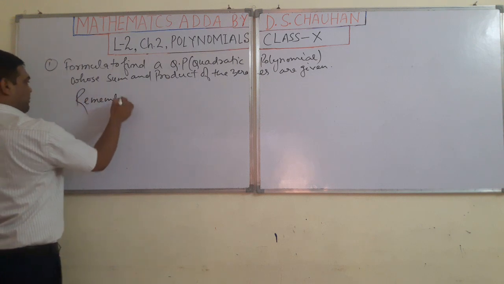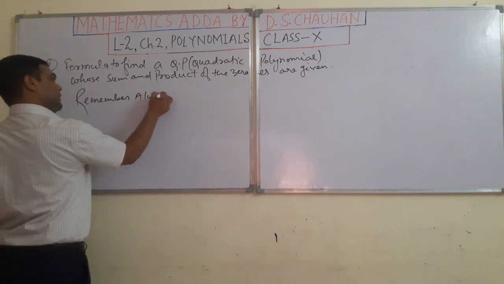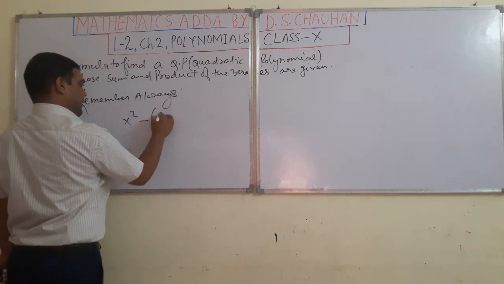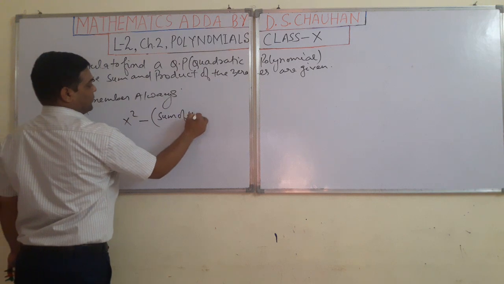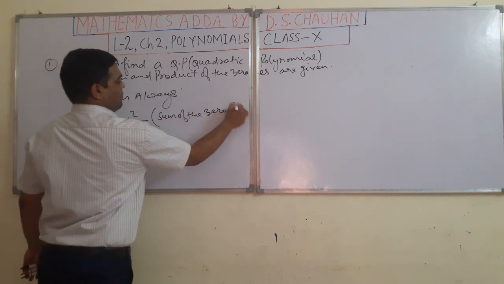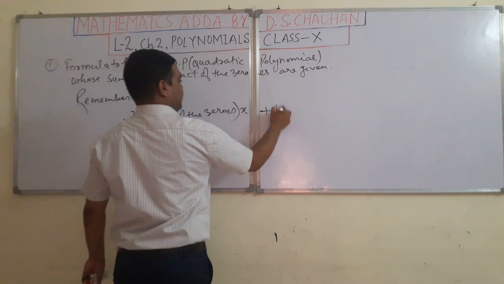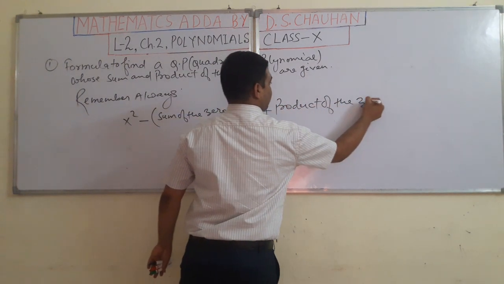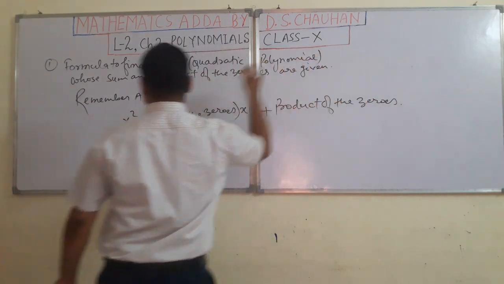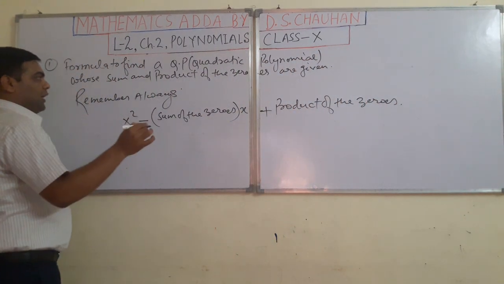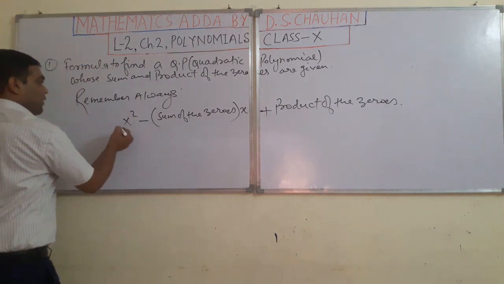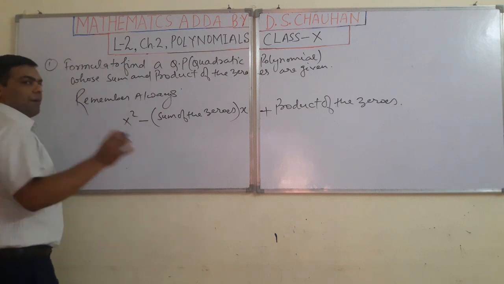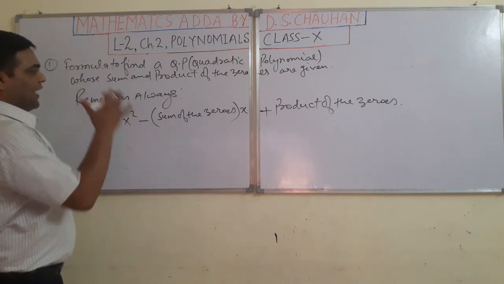Remember always, it is x square minus sum of the zeros multiplied by x plus product of the zeros. This is a quadratic polynomial whose sum and product of the zeros are given. With the help of this formula, students, you can find out.